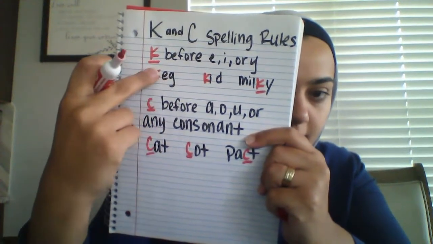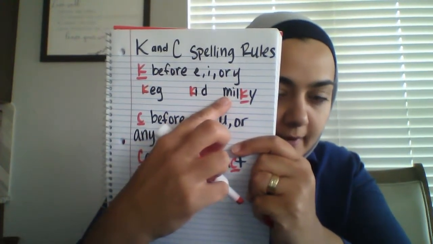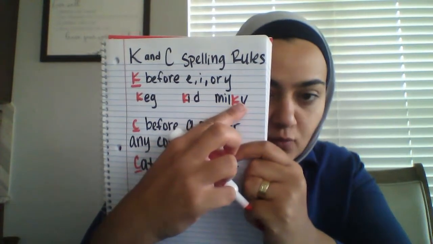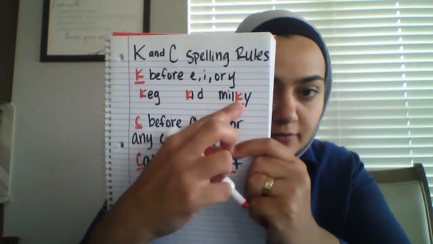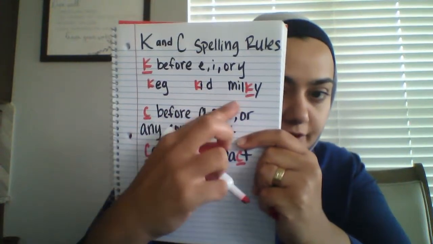What about here? Milky. M-I-L-K, and then what comes after it? Y. So we know we spell that k sound with a K, right? So does it have to be the first letter? It can be in the middle too, okay?